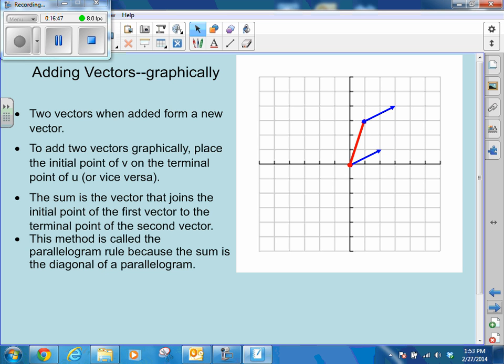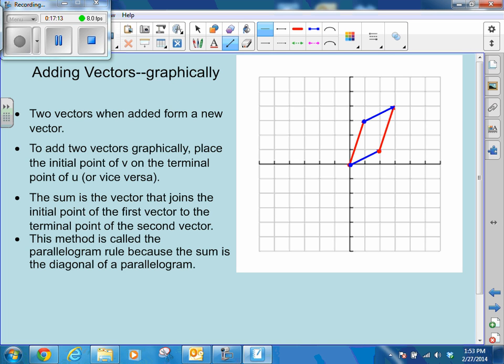So bottom line, adding graphically, all you're going to do is take the initial point, add on a terminal point. Initial point, add on a terminal point. So on and so forth. And that's all it says. And then I can add the red to the blue by doing the exact same thing. And what did I just form? A parallelogram.